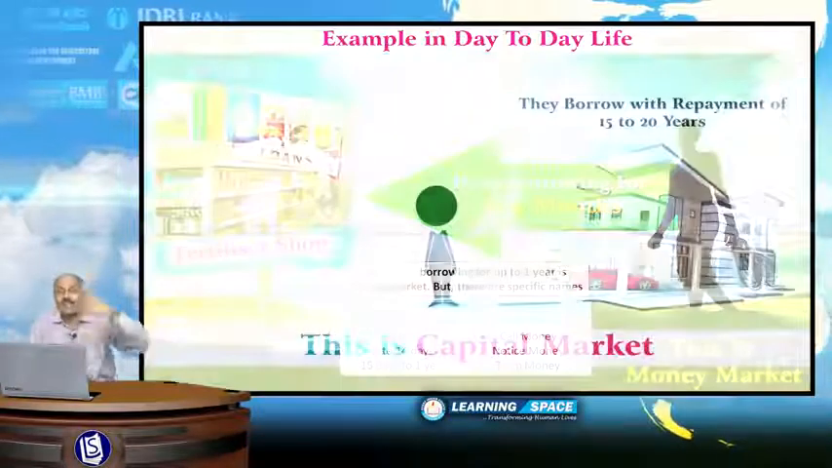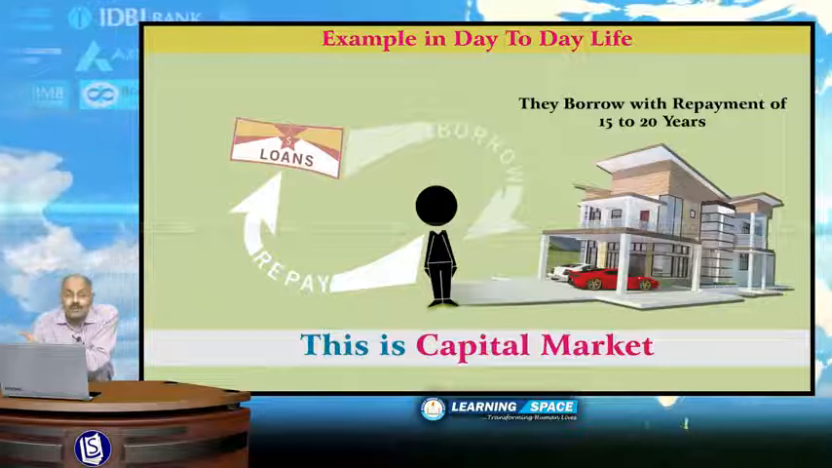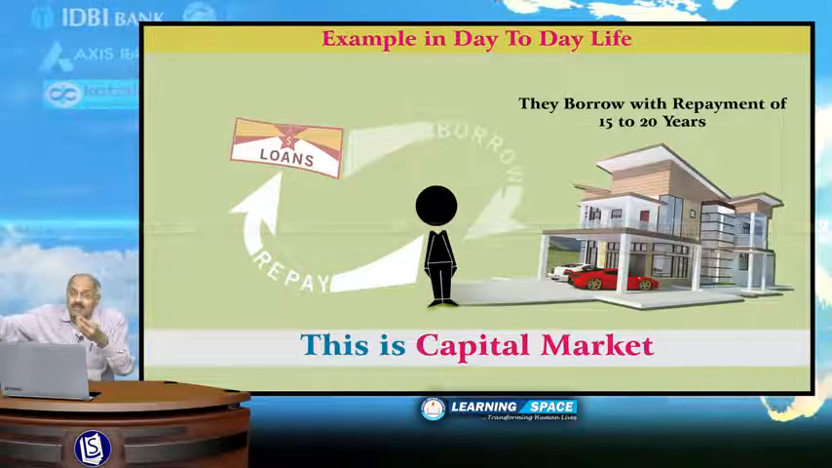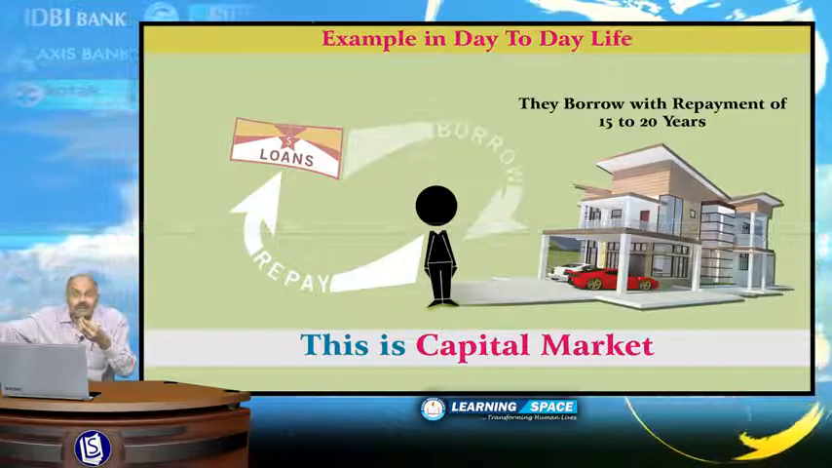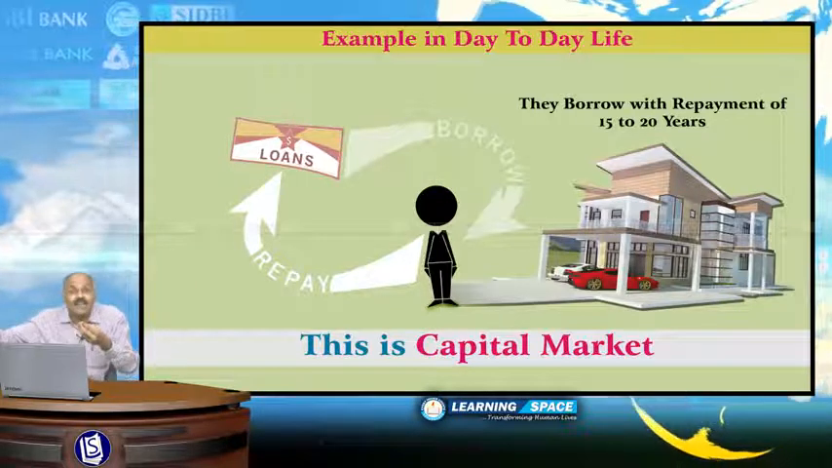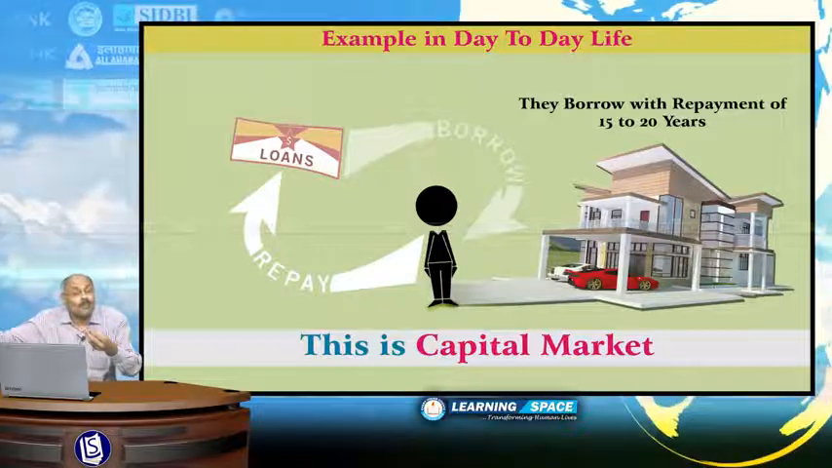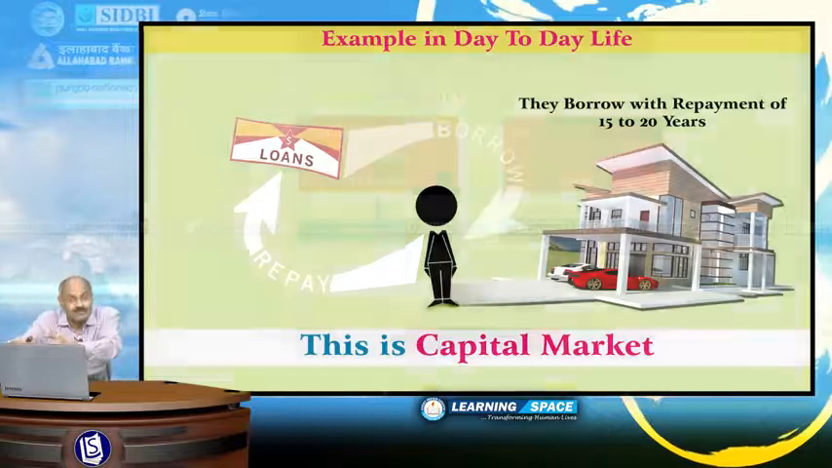And look at this last example. If you are constructing a house, then what will you do? You will borrow money on longer duration. You will borrow money from a financial institution for repayment terms with a long duration of 10 years or 15 years or 20 years. So, you are borrowing money for longer duration. This is nothing but capital market.